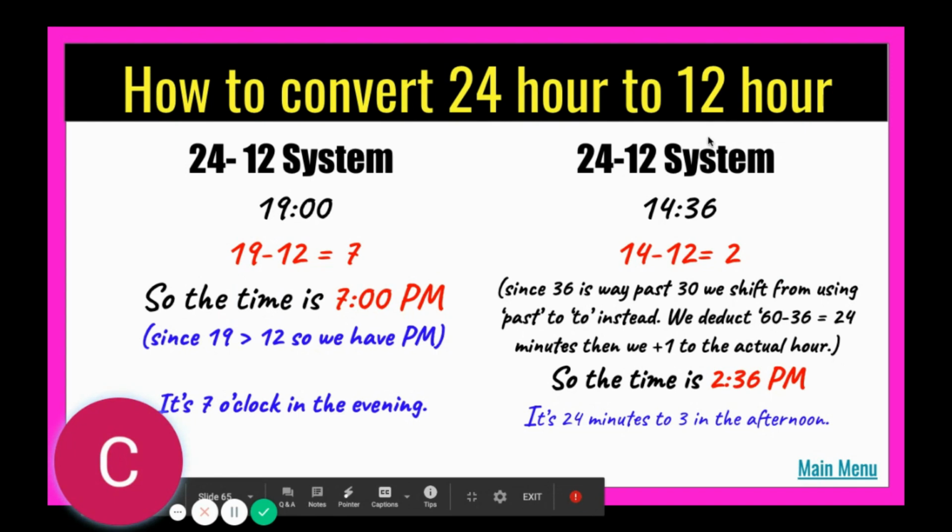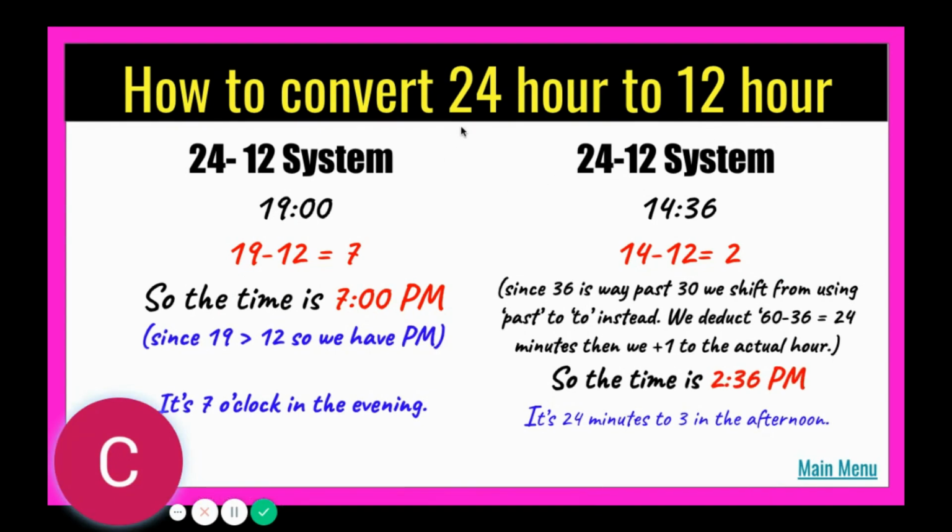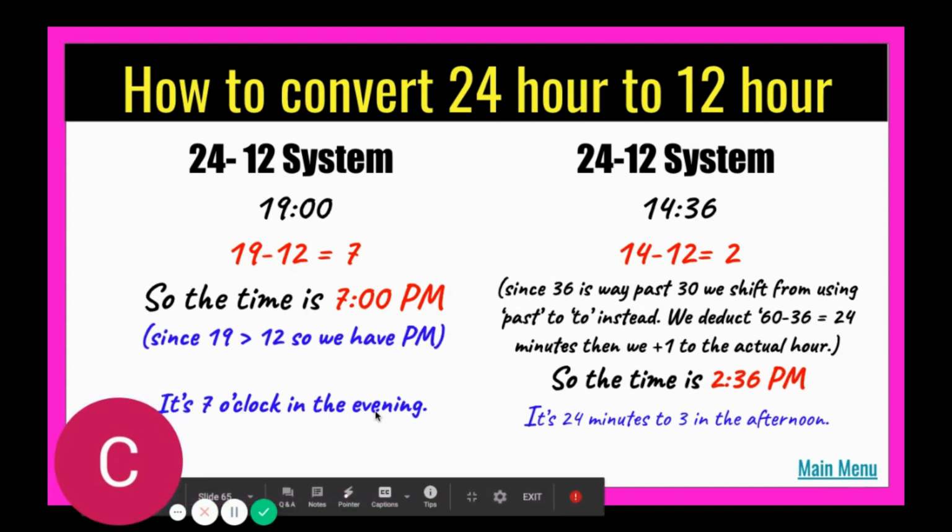So instead of 12-hour to 24-hour, let's try to convert 24-hour clock system to 12-hour clock system. So right here, our first example, we have 1900 hours. All right, so how do we do that? So instead of adding 12 hours this time, we are going to deduct or minus 12 hours. So 19 minus 12 is 7. So the time is 7 p.m. Since 19 is greater than 12, we have p.m. So it's 7 o'clock in the evening.